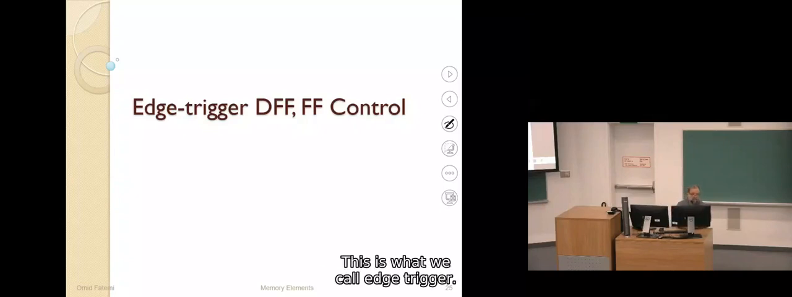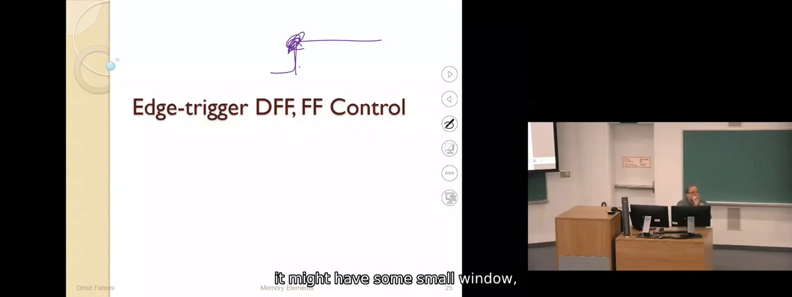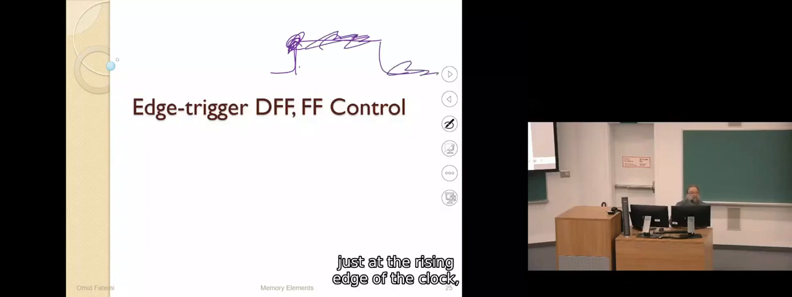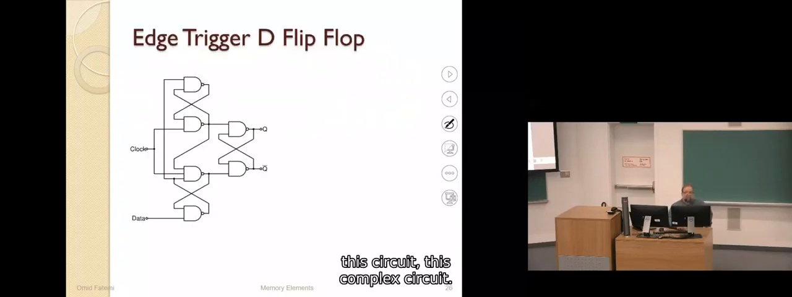And this is what we call edge trigger. Edge trigger means that only at the edge, at this time, it gets data, and not here, not here. It might have some kind of small window, but it's small. Just at the rising edge of the clock. This is something that we would like to have. So how do we do that? We built an edge trigger flip-flop with this complex circuit. So let's see how it works.